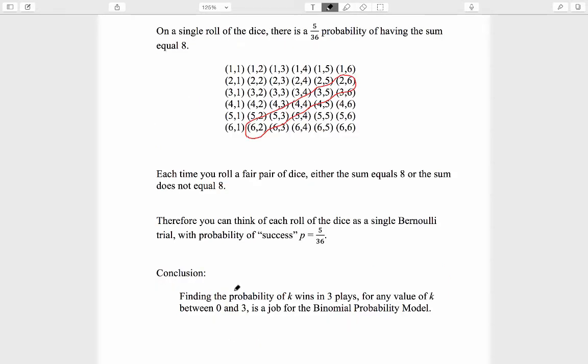The conclusion is that finding the probability of k wins in 3 plays of this game, for any value of k between 0 and 3, is a job for the binomial probability model. Because this event is the event that there are a certain number of successes in a certain number of trials, where each trial has only 2 possibilities. The sum equals 8 or the sum does not equal 8.